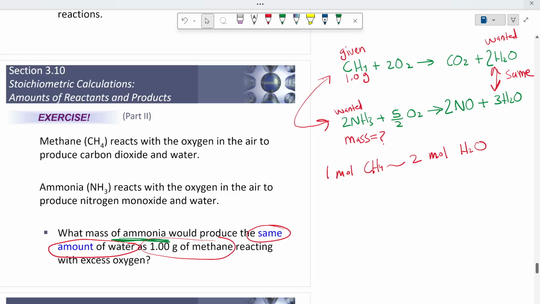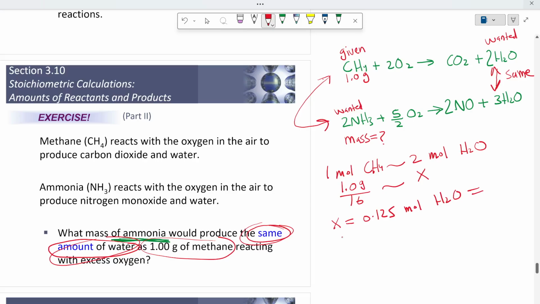We don't have moles of methane. The question gave me the mass of methane. How to convert mass to moles? Yes, divide over molar mass. The molar mass of methane is 16, and here is x. By cross multiplication, x equals 2 over 16, 1 over 8, it's 0.125 mole of H2O, which equals what according to the question? It's the same amount of water in the second equation.